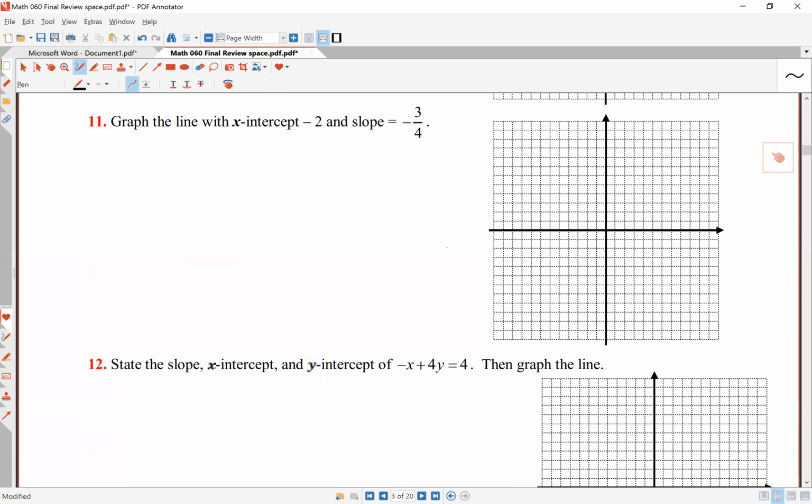This time we tell you the x-intercept is -2. What that means is it's -2, 0. So we go over the x-axis at -2. And then we rise -3, or go down 3, and then run 4. Rise another -3 and run 4. Or if we put the negative on the run, then we would rise 3 and run left 4. And there's our negative slope going down.